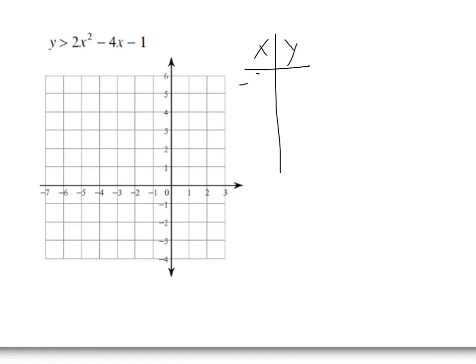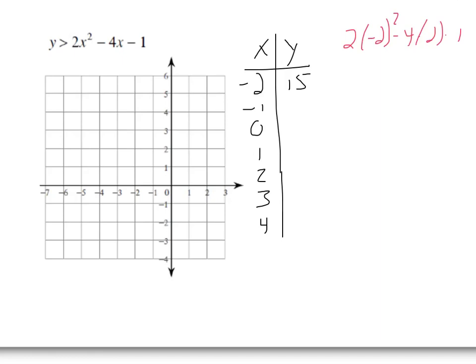We plug in -2, -1, 0, 1, 2. Let's go a little bit more here. We'll go 3 and 4. If we plug a -2 in, we would get 15. And again, to clarify, that means I'm taking a -2, plugging it into the function, and seeing what I get out. In this case, I get 15, and I get a 5 with a -1.